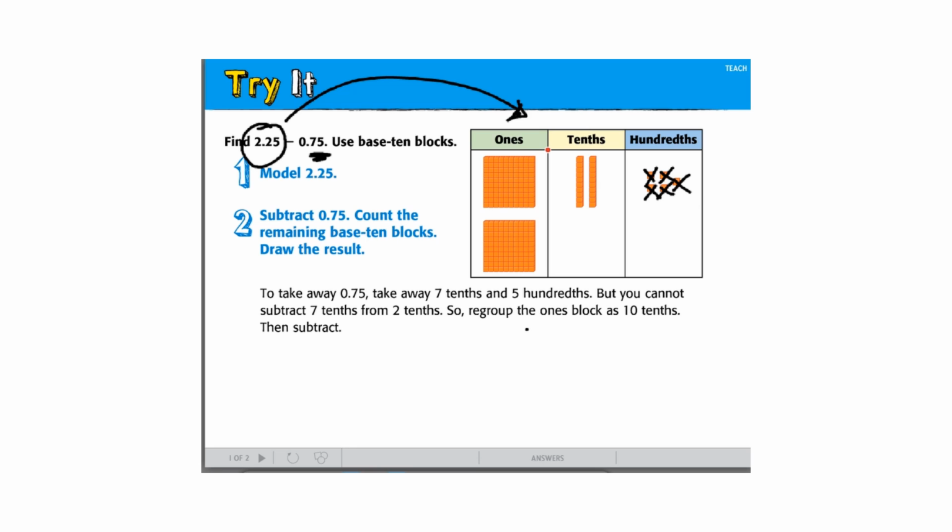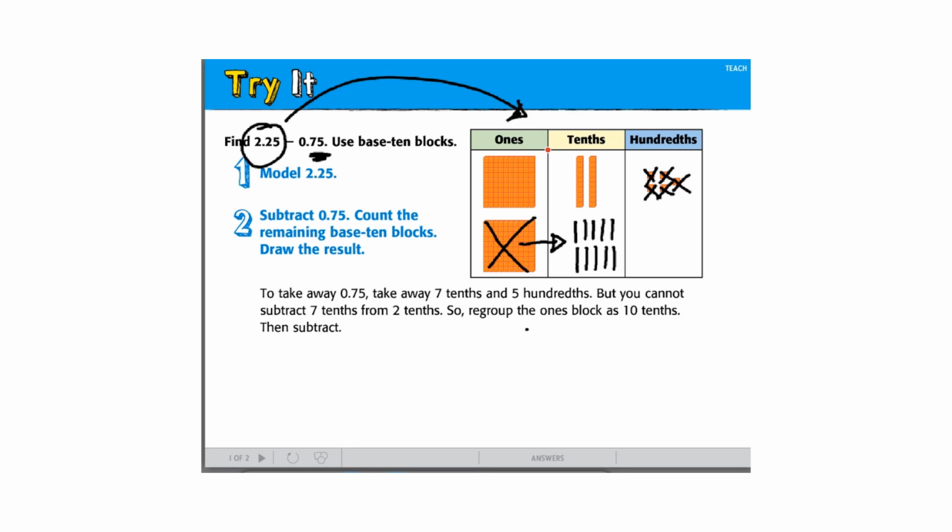And now we need to take 7 tenths away. Can we take 7 tenths away? No, there's not enough there. See how there's only 2 tenths in that box? So we're going to borrow from the ones and move those over here. 6, 7, 8, 9, 10. Now this is no more, and I've taken that 1 and I scooted it over to the next column and I turned it into tenths.